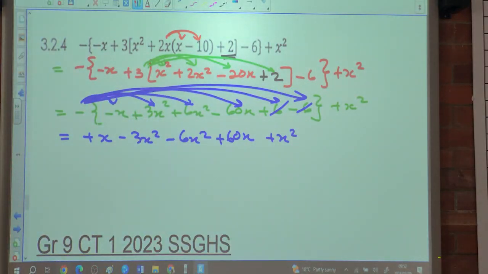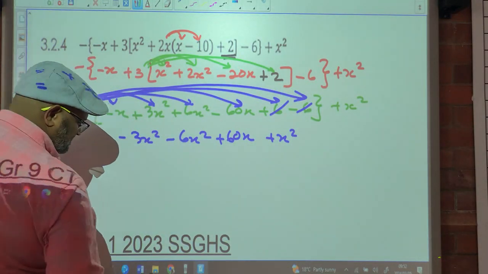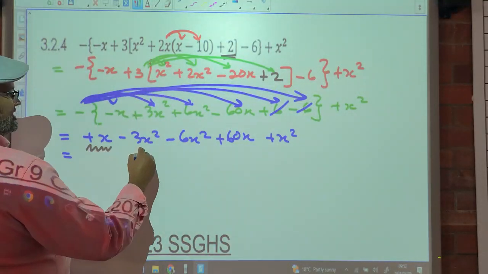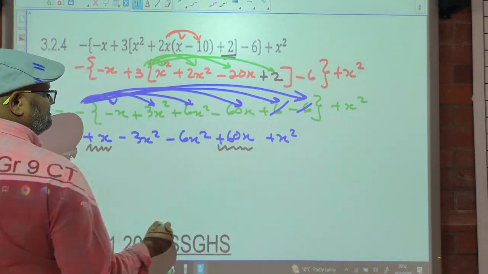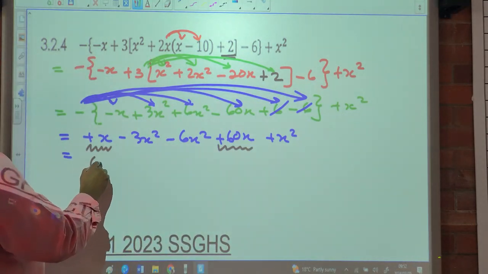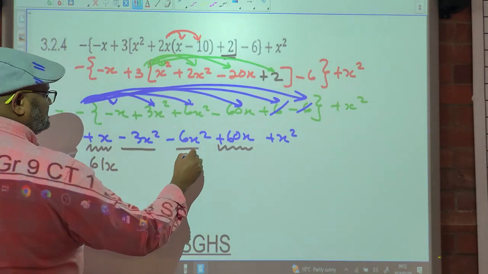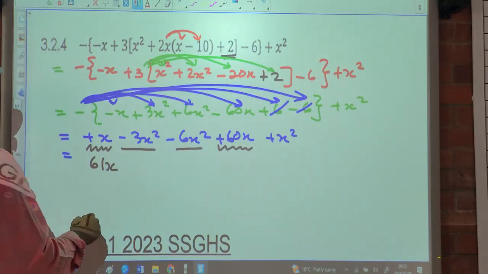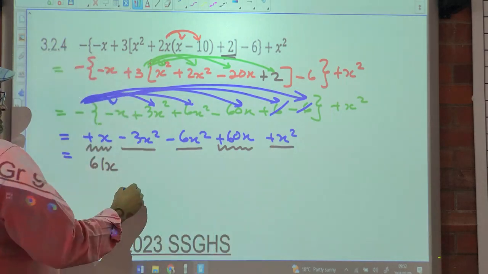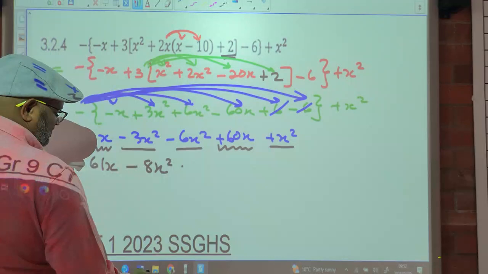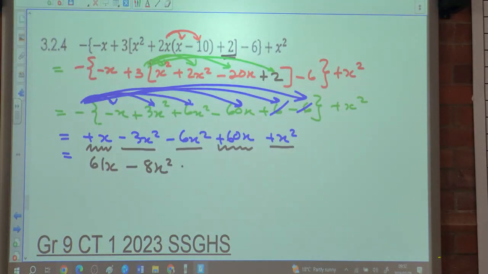Now what? So x plus 60x, 61x. Negative 3x squared minus 6x squared, negative 9x squared plus x squared, negative 8x squared plus 61x. Will you guys understand? See any confusion?